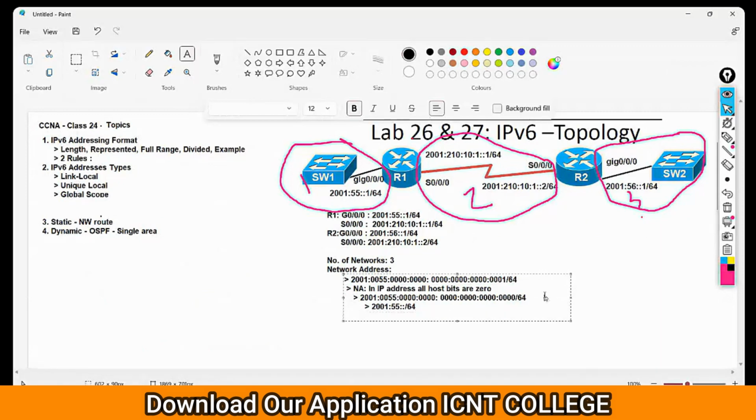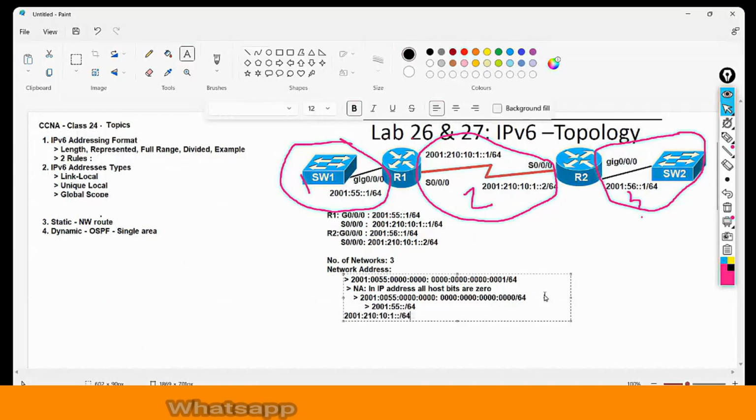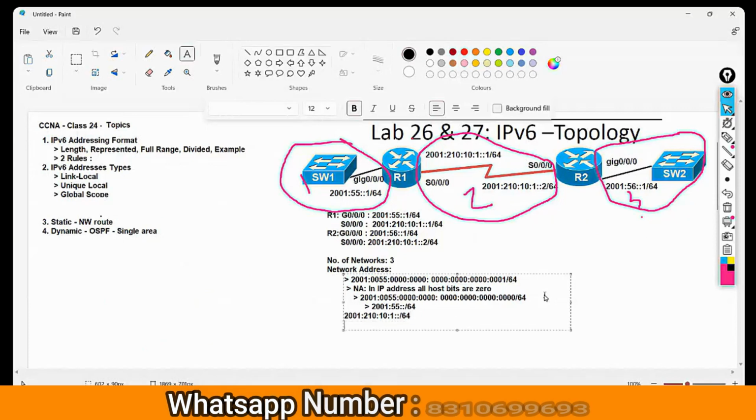This is one network address. The second network address is 2001 colon 56 double colon /64. Total 8 groups, correct. Then again 2001, only 56. Earlier it was 55 and now it's 56. Correct? Now what is the syntax to create a static route?